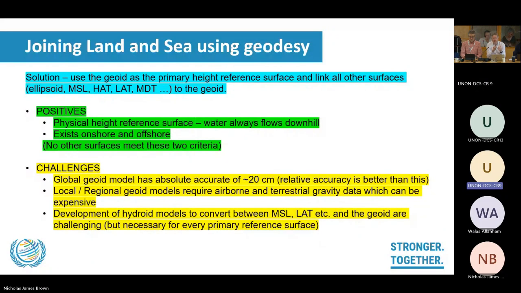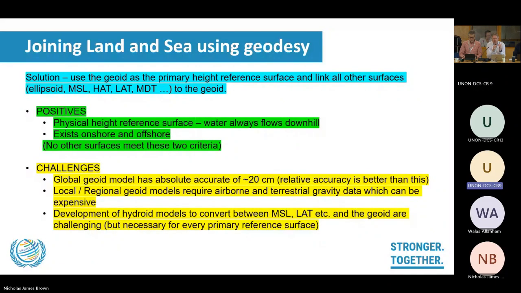The benefits of using this approach is that, as we talked about the other day, the geoid is a physical height surface, so water will always flow downhill on that surface. It also exists offshore and onshore, and there's no other surface that we can use in geodesy that meets all of those criteria.